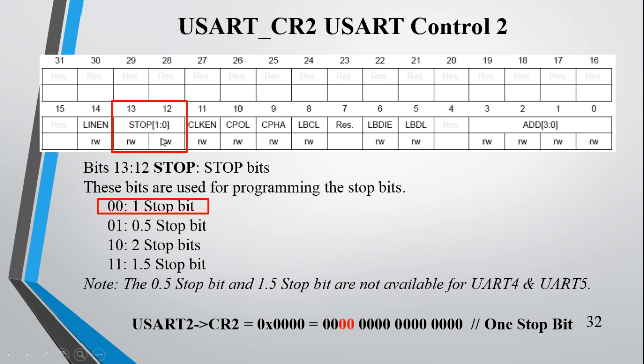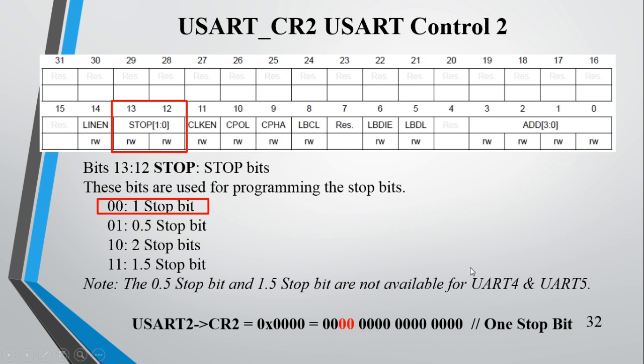So what value should I write? I need to write it as 00. By default, again it will be 0. So by default 00 is written here. That means 1 stop bit will be configured. So what will be the UART CR2 value? 0x00. That means here we are concentrating only on the stop bit.